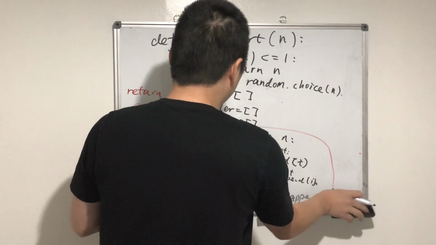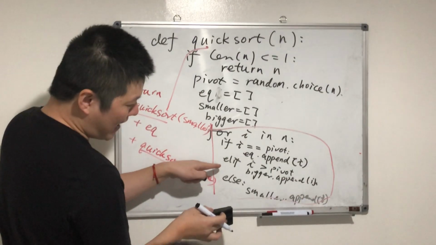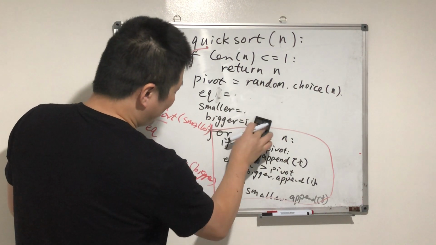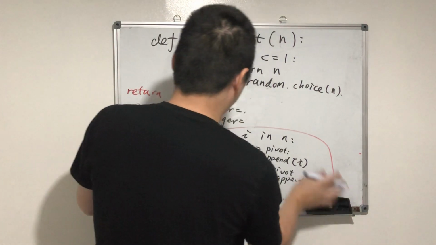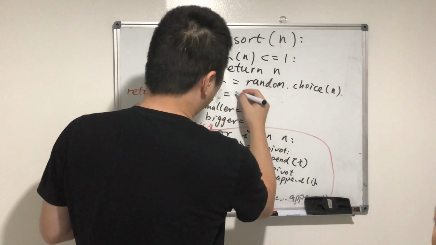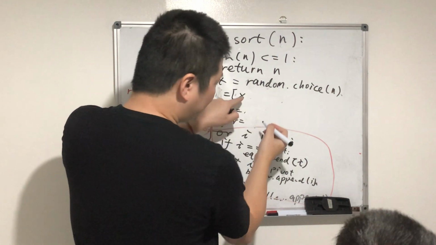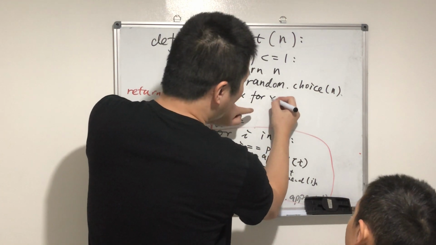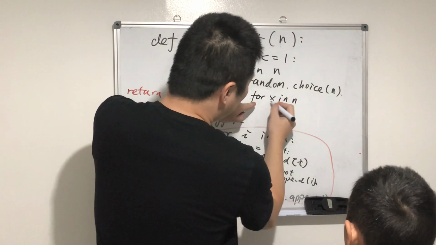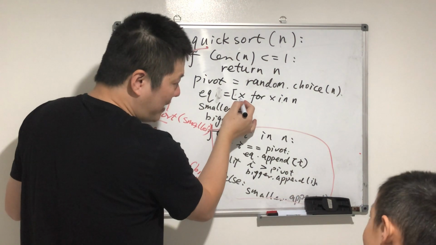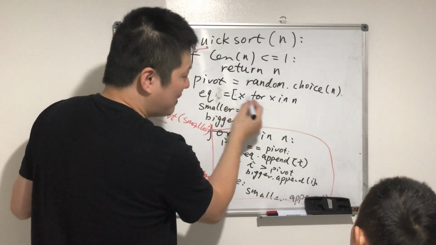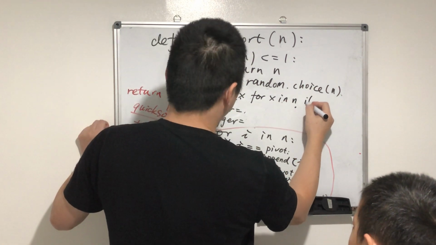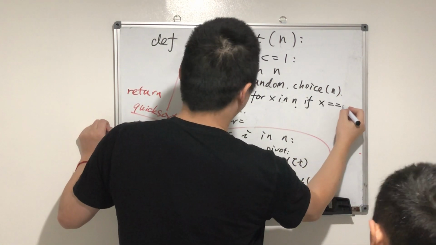We can do this. Look. Okay, here. I'm going to write this, and then you can tell me what I should do. Write similarly. Equal x, any number x for x. What's x for x in n? The x now is x, right? But what is x? X is in n. Every number in n, right? If x equals pivot.